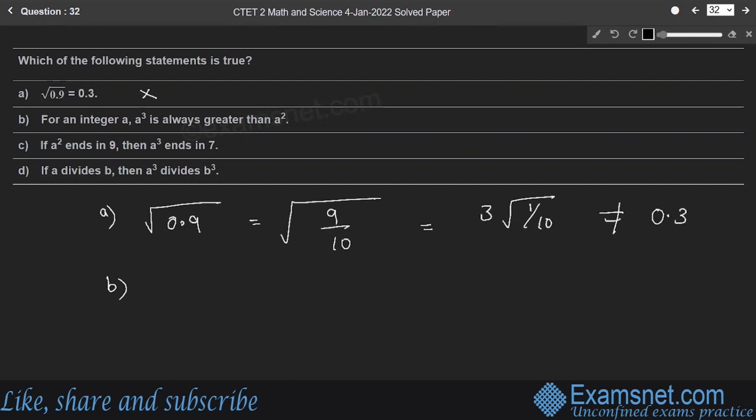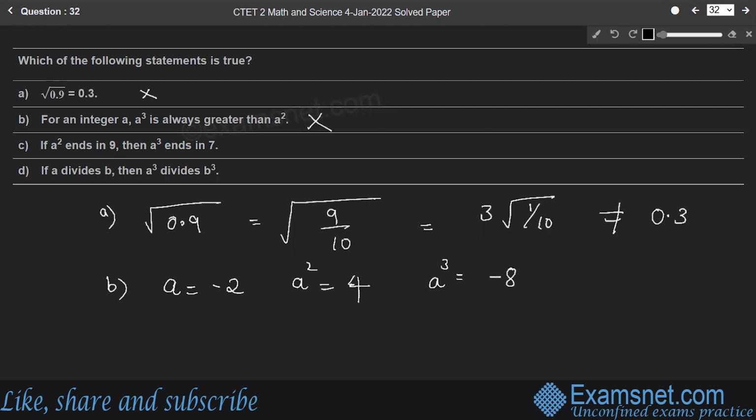Option B. For an integer a, cube is always greater than square. Let us consider an integer. It may be positive or negative. a is equal to minus 2. a square is minus 2 into minus 2, plus 4. a cube is minus 8. Here a square is greater than a cube. So, not in all the cases. In some cases, a cube is greater than a square, but not always. For an integer a, cube is always greater than square, which is not true.